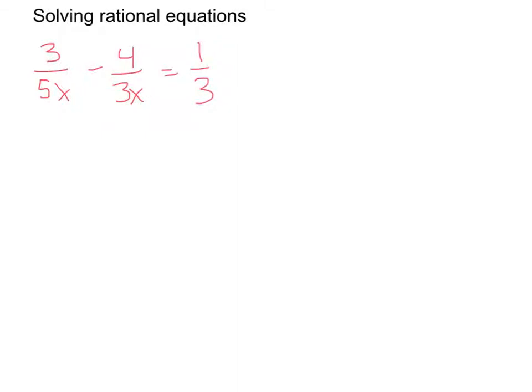This video is about solving rational equations like the one seen below. 3 over 5x minus 4 over 3x equals 1/3. The first thing you need to do whenever you have a rational equation is to state any restrictions. A restriction is any value of x that is not allowed in the domain. So if you take a look here, the value x equals 0 is not allowed because we would be dividing by 0.